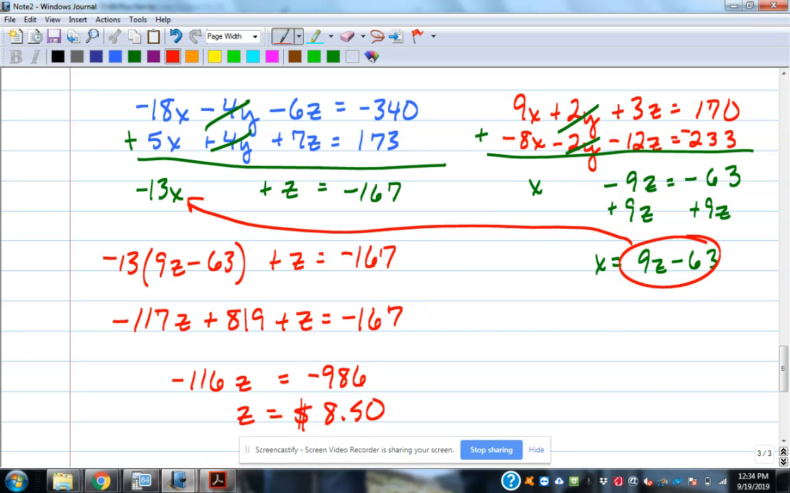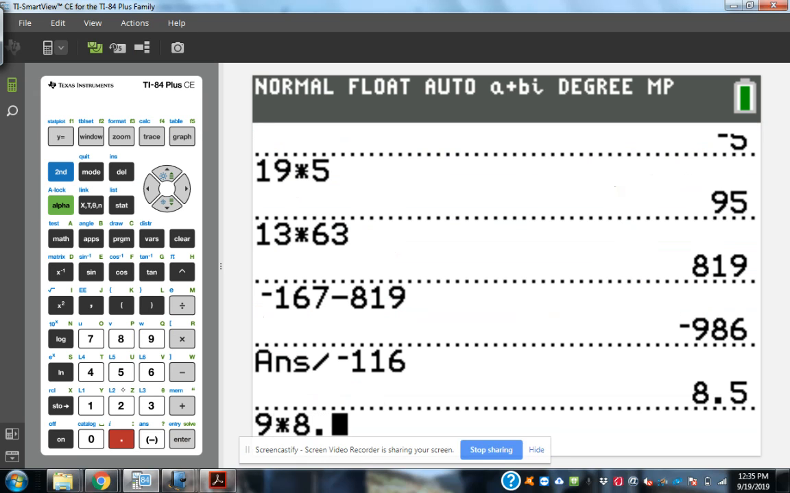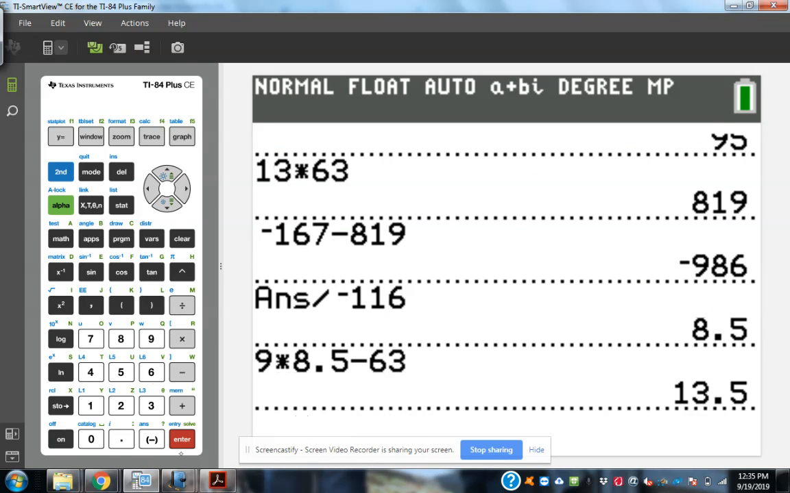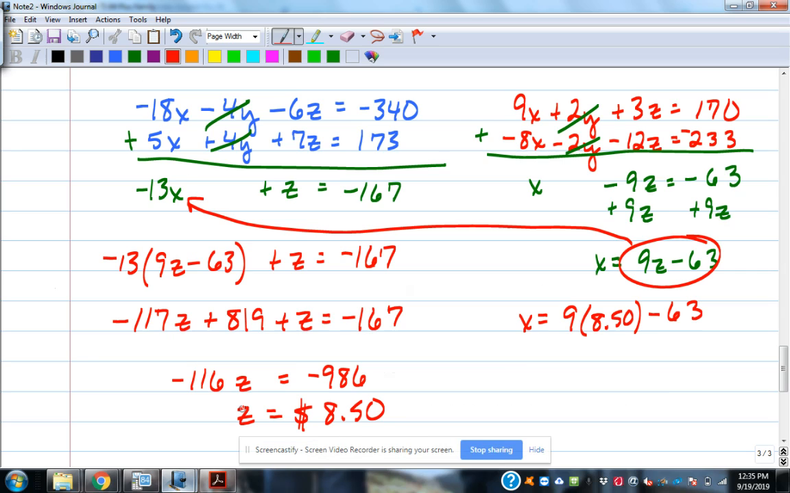This is where what I did with substitution can help me out here, because I know z, I've got an equation over there that says x equals. All I got to do is plug into that, and I get x. So x is equal to 9 times 8.50 minus 63, whatever that is. Type that in, 13.50. So general admission price to the movie theater, $13.50. That makes sense. That's probably about par for the course in a lot of places.